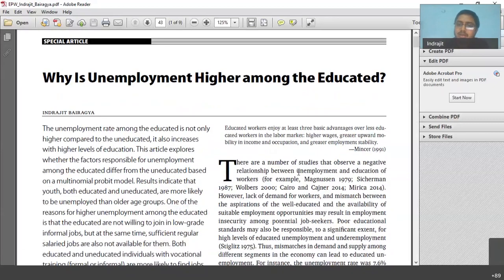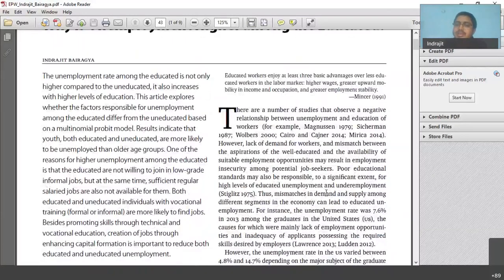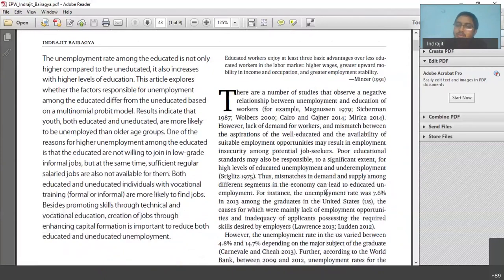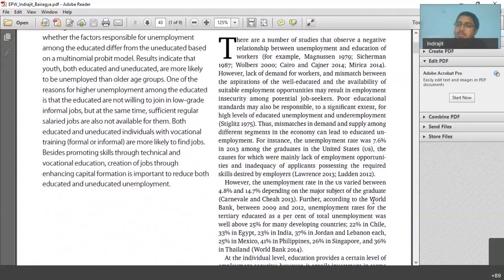So here I have started with a quote related to unemployment. What is that quote? That educated workers enjoy at least three basic advantages over less educated workers in the labor market: higher wages, greater upward mobility in income and occupation, and greater employment stability. And that is quite obvious, because that's why there is lots of investment in education and human capital, so that after this investment, these people will get certain benefits in the job market. But ultimately, whether it is reaching this level. So I have brought some discussions based on international literature, even in the US, on what is happening with educated people in India.